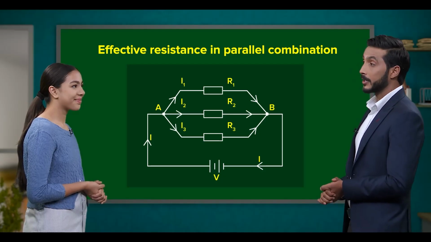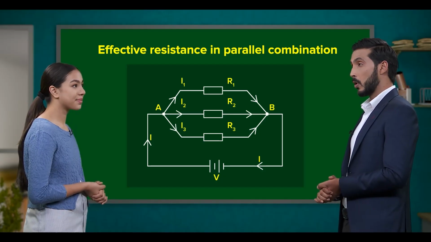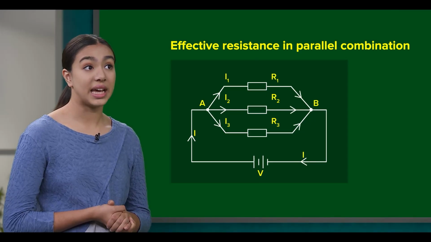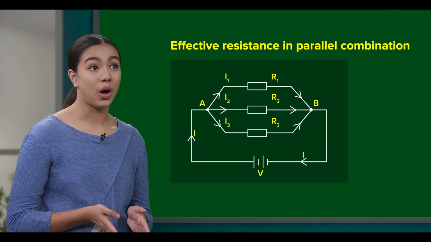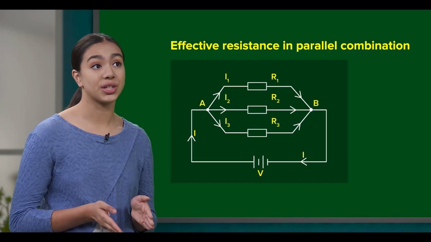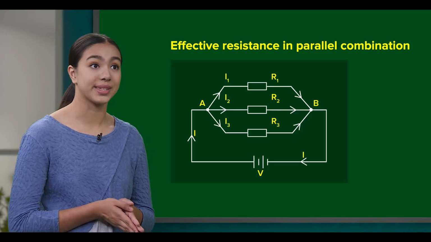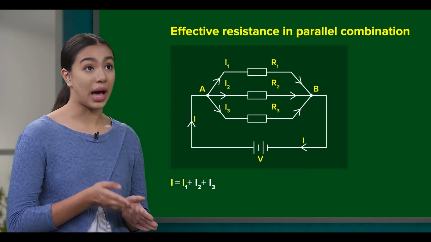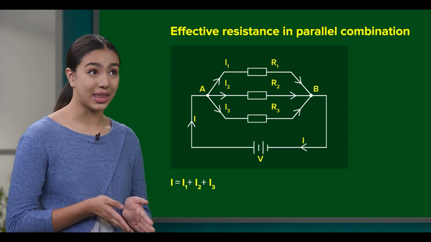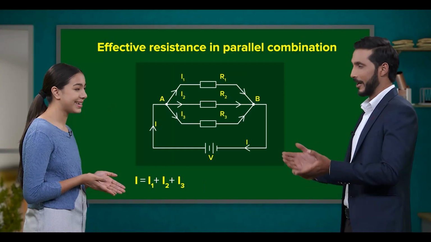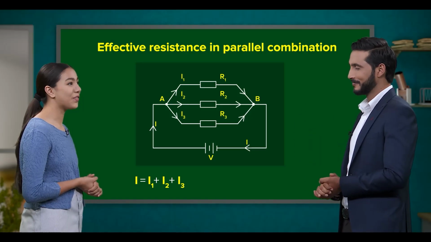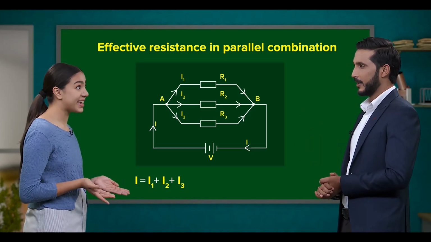So, can you apply Kirchhoff's current law at the junction or node A? I think so. Here, the current entering the junction is I, while the current leaving the junction is I1 plus I2 plus I3. Hence, I should be equal to I1 plus I2 plus I3. Is that right? Correct. Looks like you've got Kirchhoff's first law in the bag. Of course. Anyway, what's next?